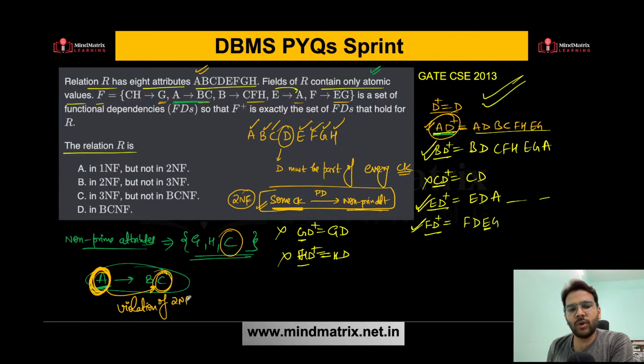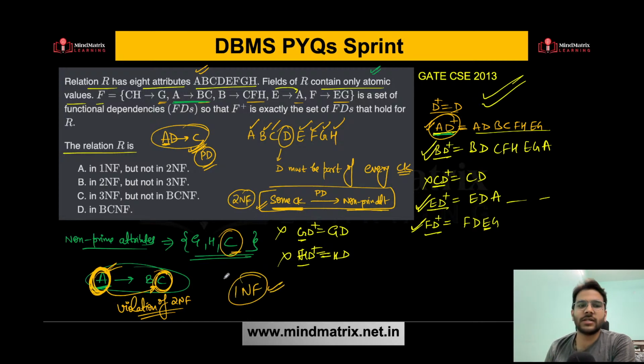This is a violation of 2NF, right? So I can say that AD determines C. This is the partial dependency that is existing here, because part of it, that is A, determines C also, which is a non-prime attribute. So this relation is not in 2NF. If it is not in 2NF, then there is no point in talking about 3NF and BCNF, because if it is not in 2NF, definitely it is not in 3NF as well as in BCNF. Is this clear to all of you? Do you have any doubt? So this relation is only in 1NF, that's it. So option A is the correct answer here. It is in 1NF but not in 2NF.